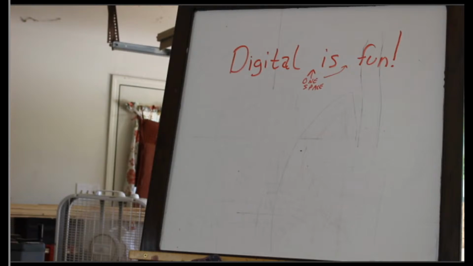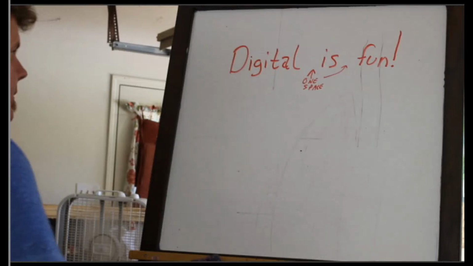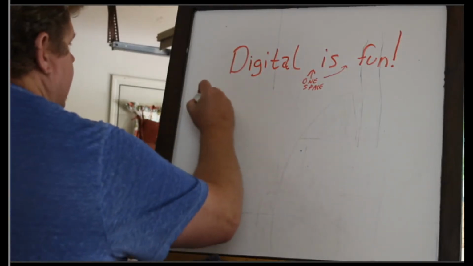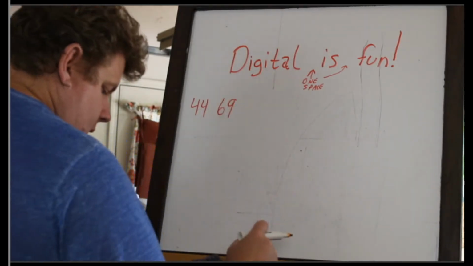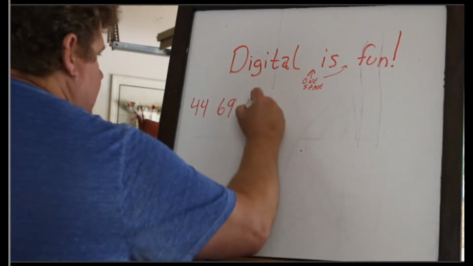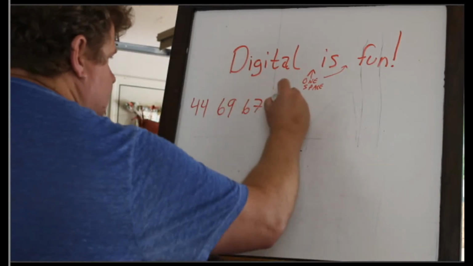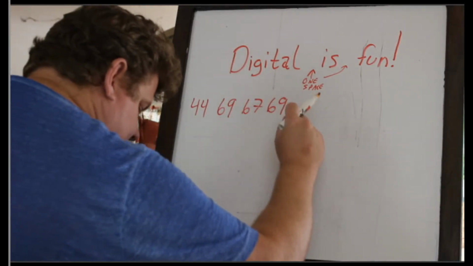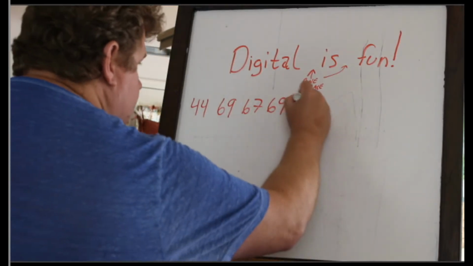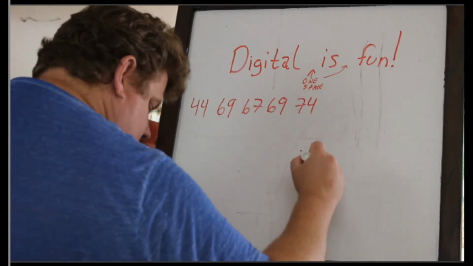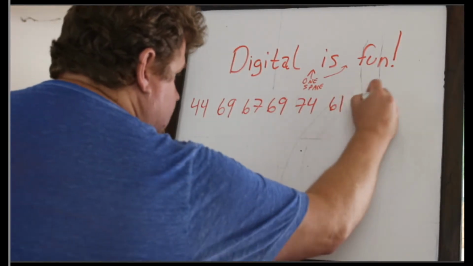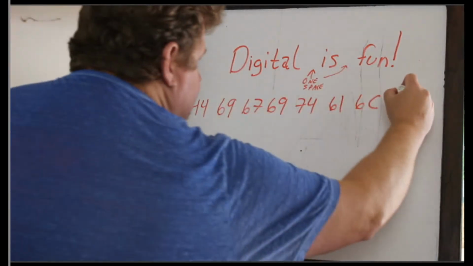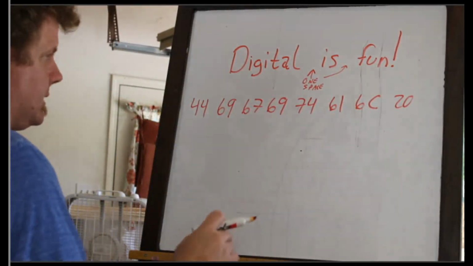I'm going to go ahead and write that up here so you can check and see. So capital D is 4, 4. Lowercase i, 6, 9. Lowercase g, 6, 7. Lowercase i, 6, 9. Lowercase t, 7, 4. Lowercase a, 6, 1. Lowercase l, 6, c. Space is 20, excuse me.